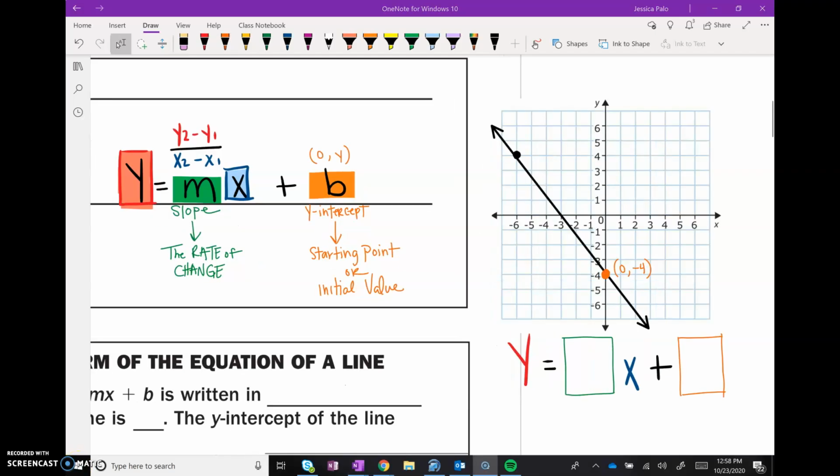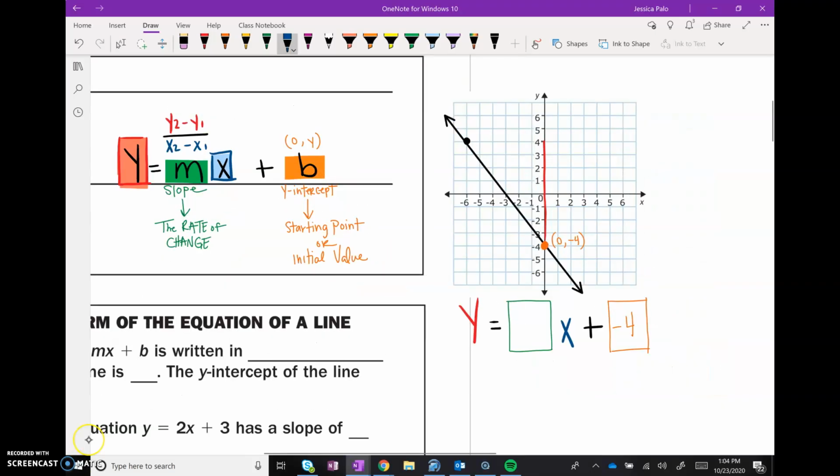The line is crossing the y-axis at (0, -4). That means b is -4. Slope, you can use the graph and you can count the rise and the run.